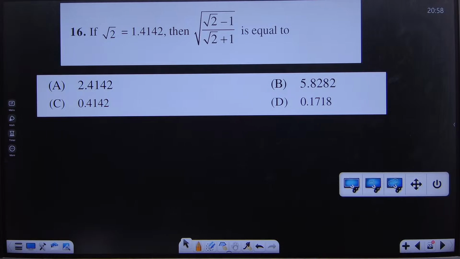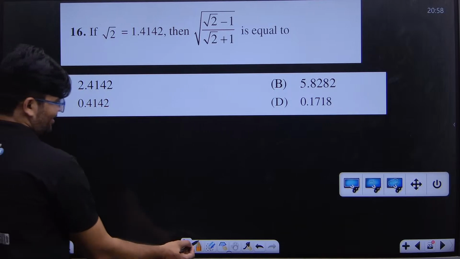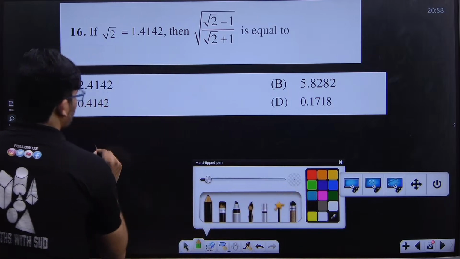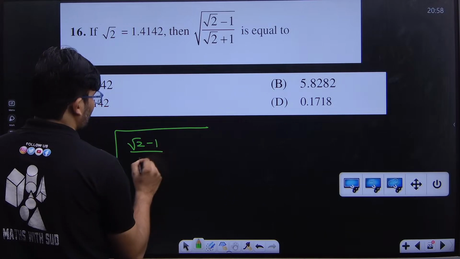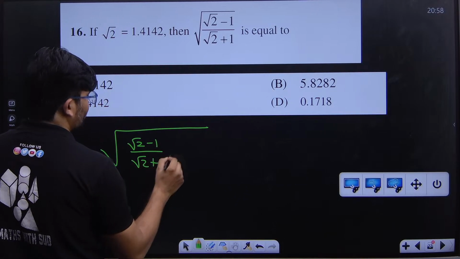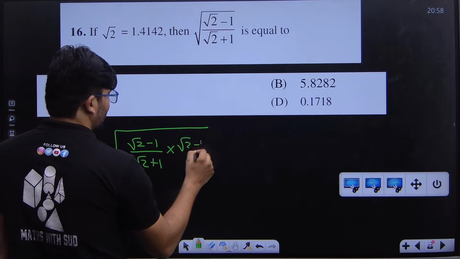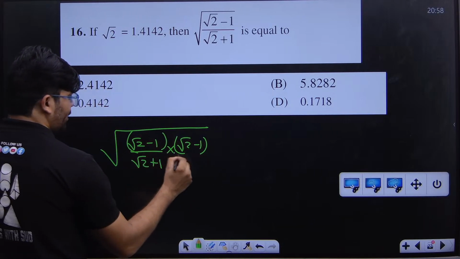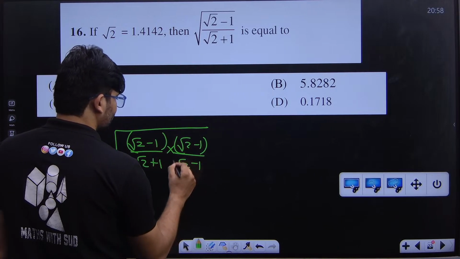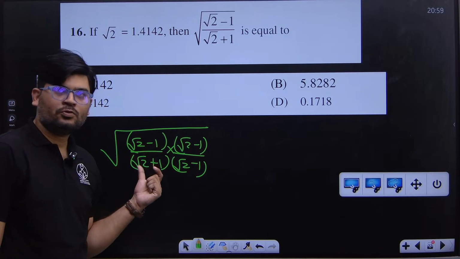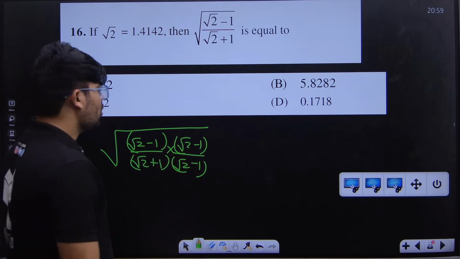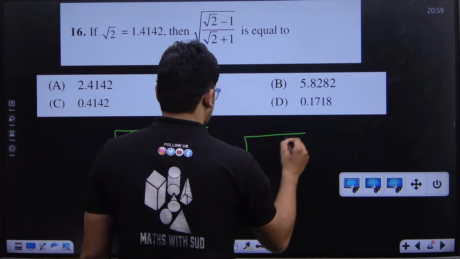So how do you do root of a root? See this. You should not leave the basics. The basic is if you are having a denominator as under root, you have to remove that by multiplying it by its conjugate, right? Yes, sir. If you multiply this by conjugate, root 2 square is 2, 2 minus 1 is 1. So the denominator will become 1.